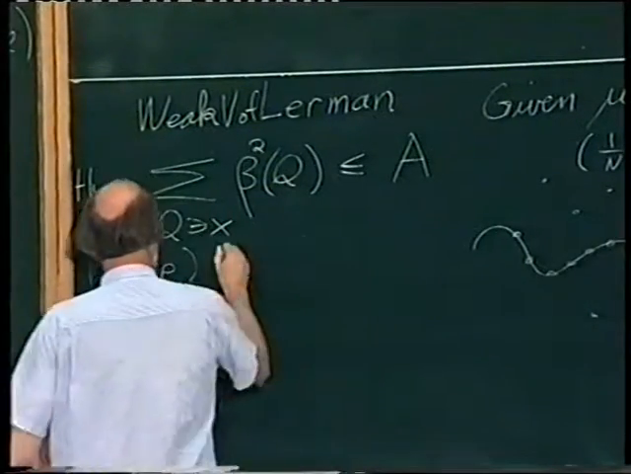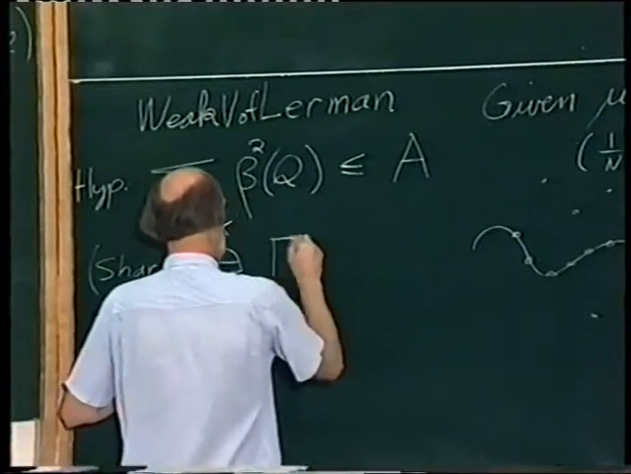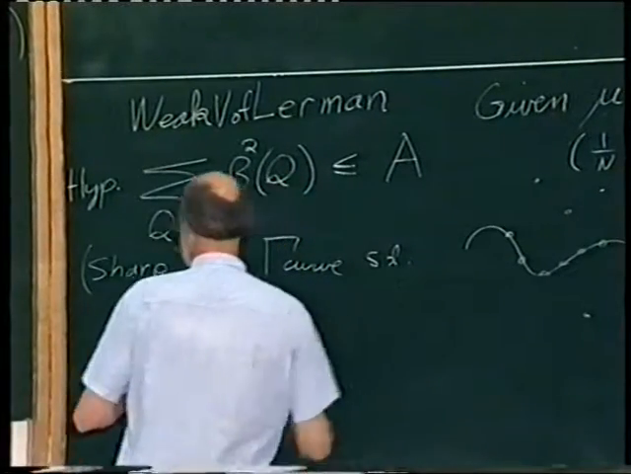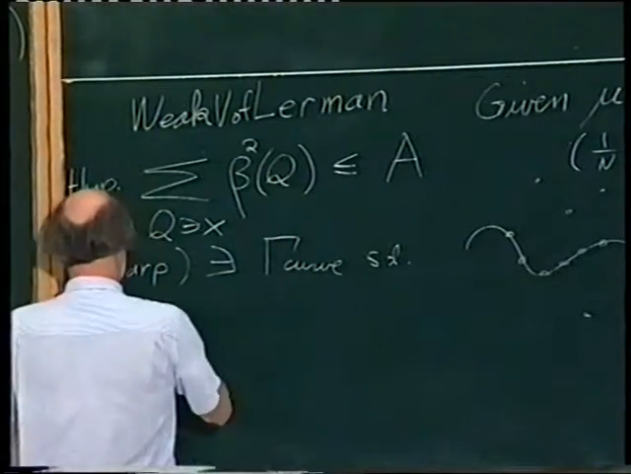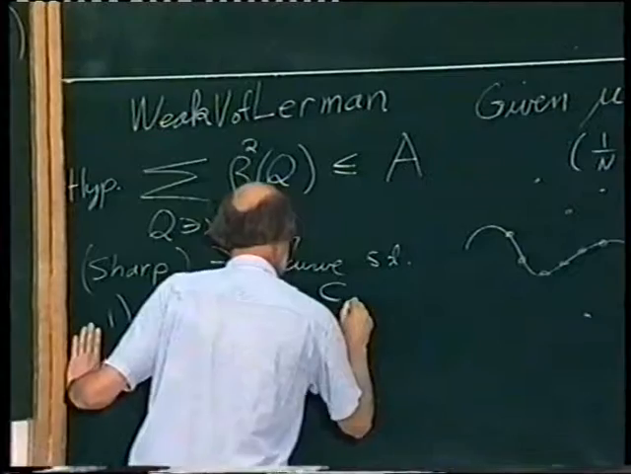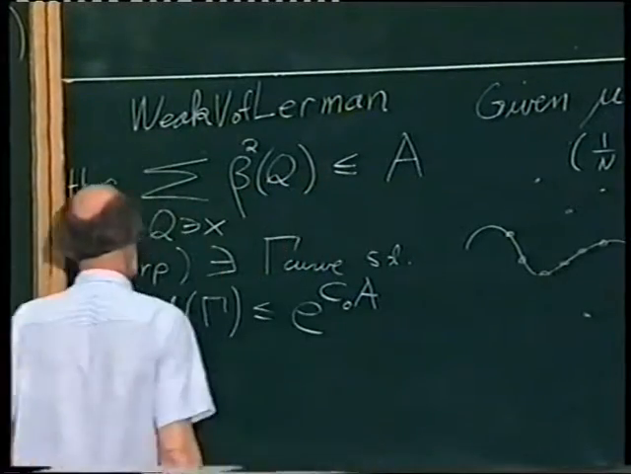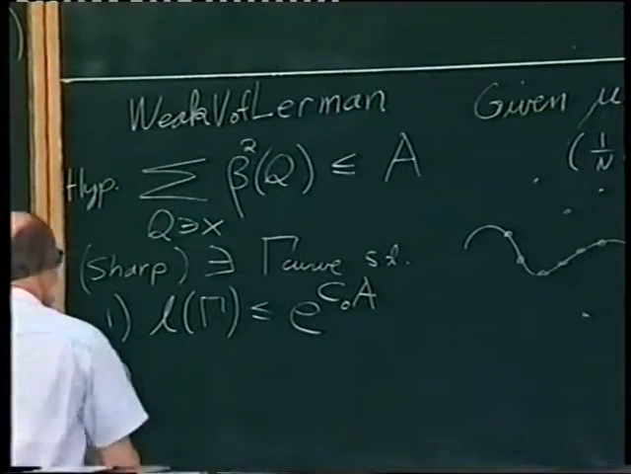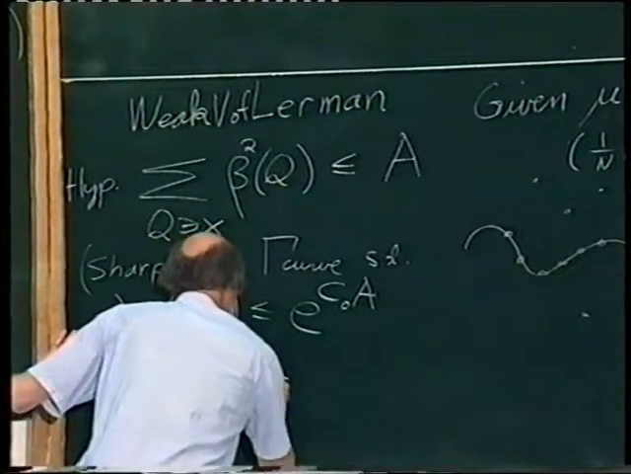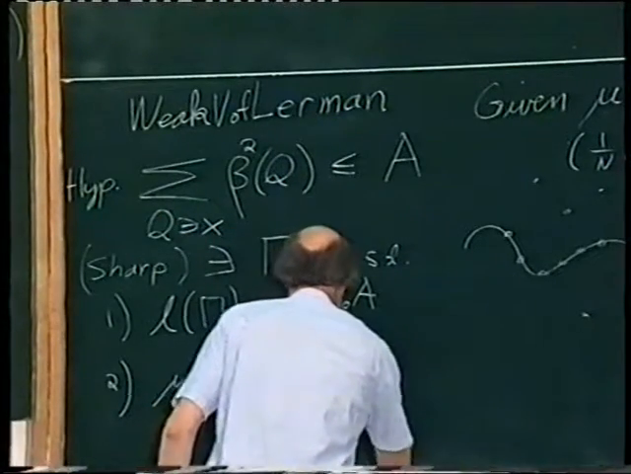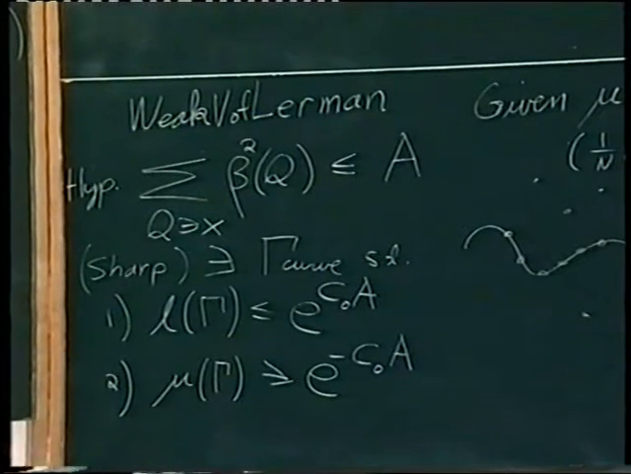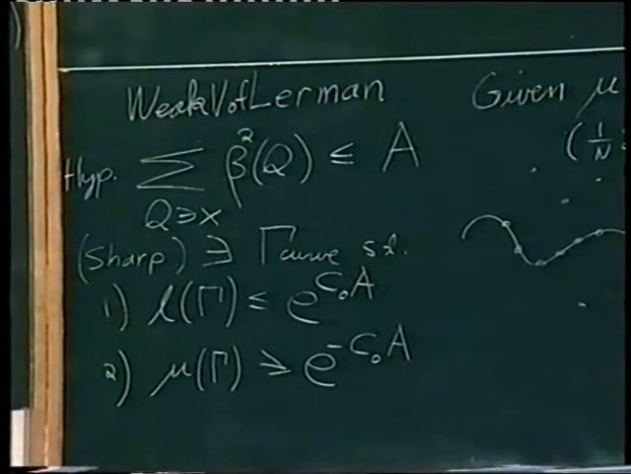So the sharp theorem is there exists a curve gamma such that two things hold. First of all, the length of the curve is small. How small? E to the universal constant times A. Two, how much mass lies on this curve? A large amount, but not that much. E to the minus universal constant times A. So all the constants are universal, and you simply cannot improve this theorem.